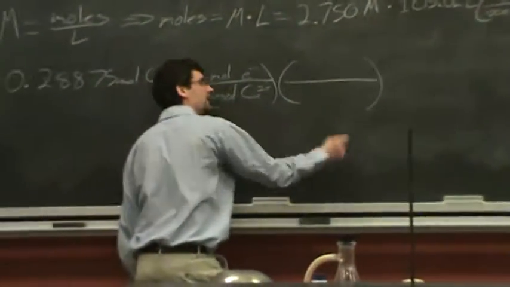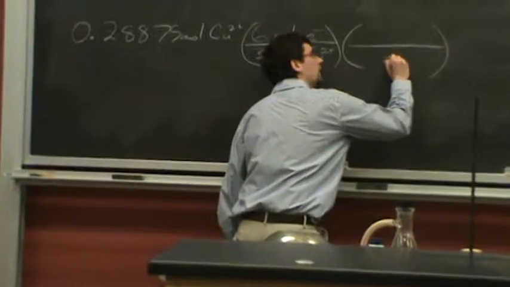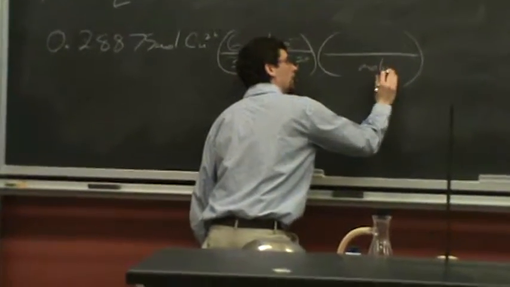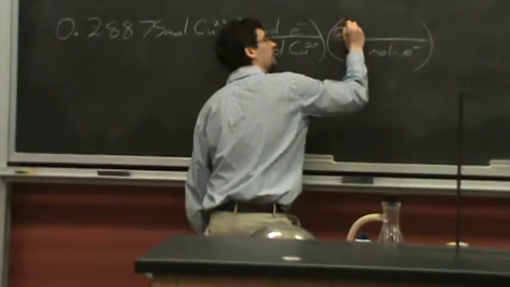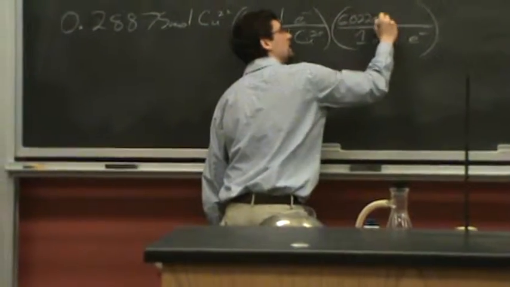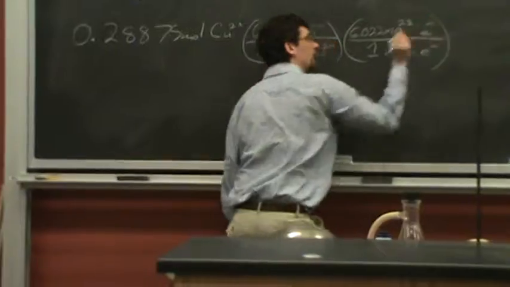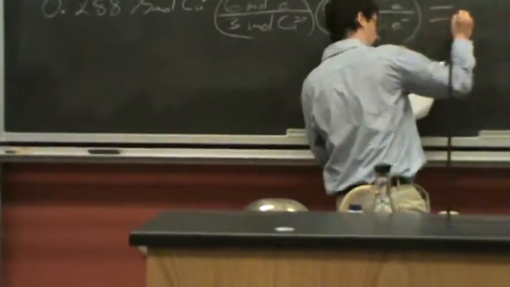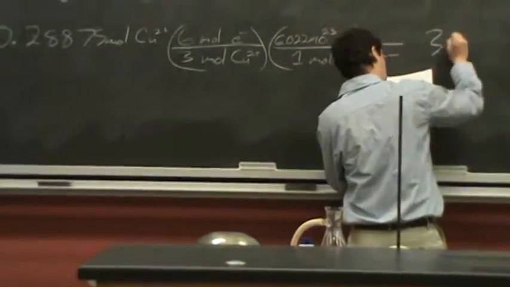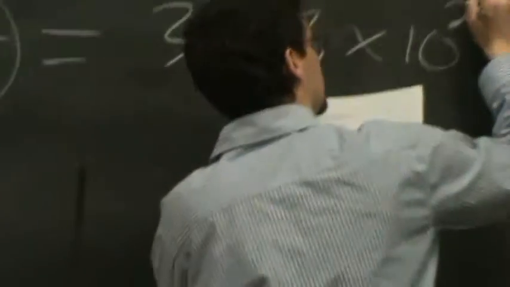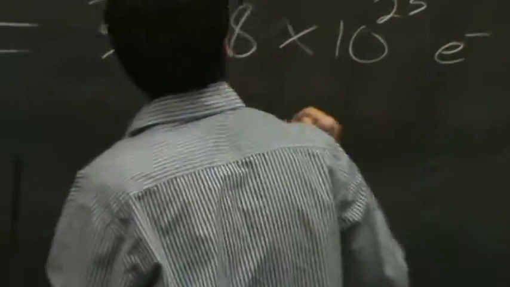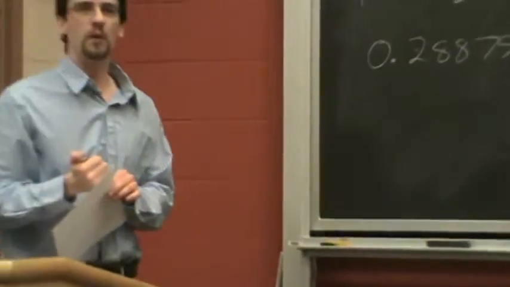What unit's going to go in the denominator? 1 mole of electrons. Yep, 6.022 times 10 to the 23rd electrons. When you multiply that all the way through, the value I get is 3.478 times 10 to the 23rd electrons. So which one is our answer?